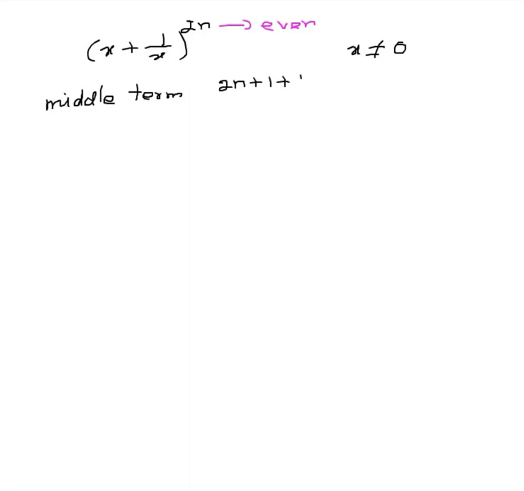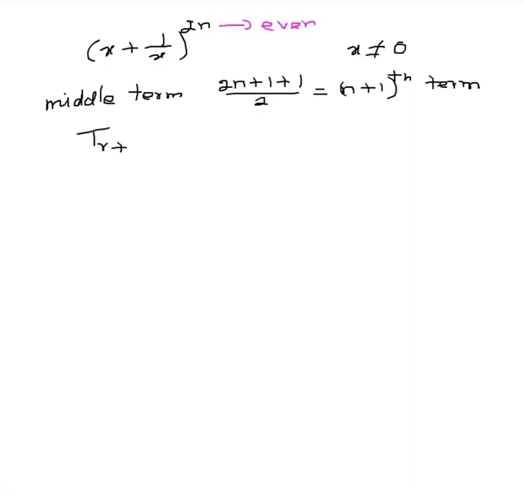Let us consider this expansion (x + 1/x)^(2n). This power is an even number because it is a multiple of 2. Here x is not equal to 0 because x is given in the denominator. Now the middle term: the power is an even number, so we are going to have an odd number of terms. Therefore (2n + 1)/2, which is the (n+1)th term, will be the middle term.